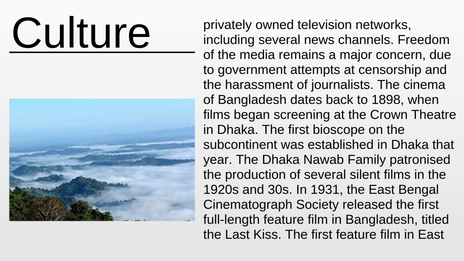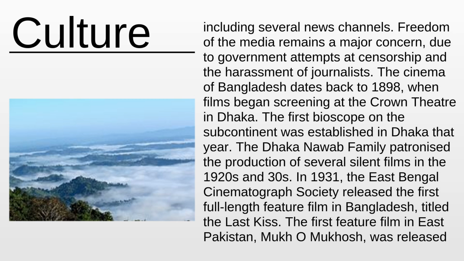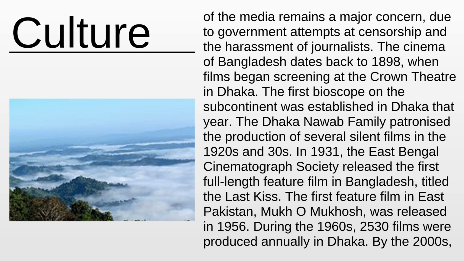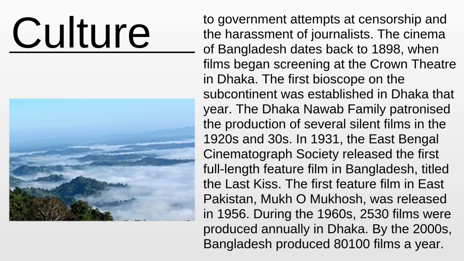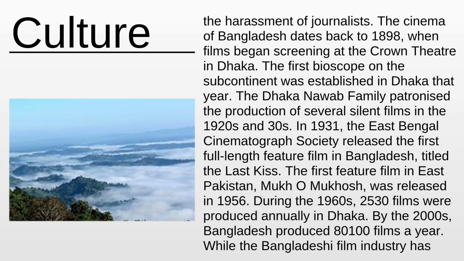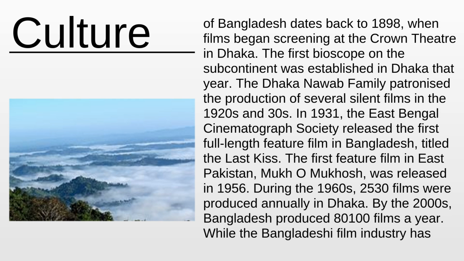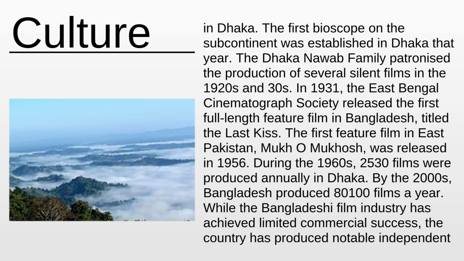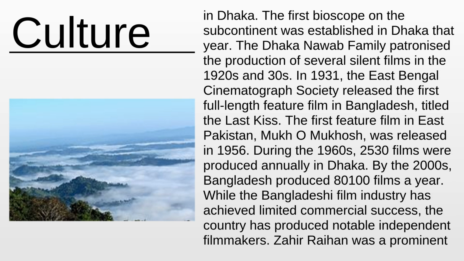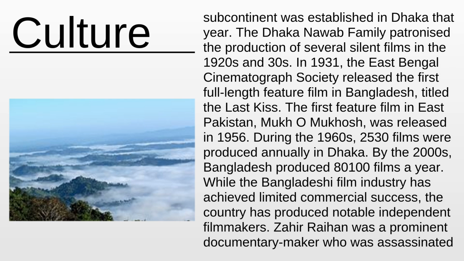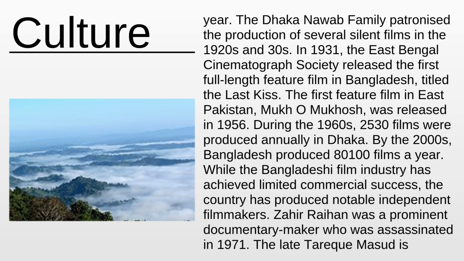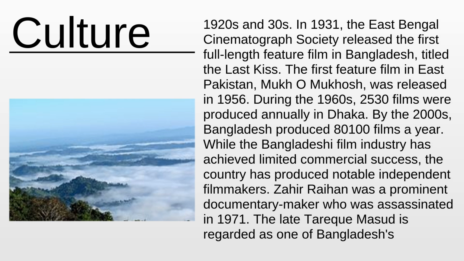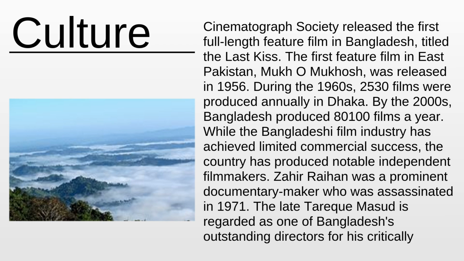The cinema of Bangladesh dates back to 1898, when films began screening at the Crown Theatre in Dhaka. The first bioscope on the subcontinent was established in Dhaka that year. The Dhaka Nawab family patronized the production of several silent films in the 1920s and 30s. In 1931, the East Bengal Cinematograph Society released the first full-length feature film in Bangladesh, titled The Last Kiss. The first feature film in East Pakistan, Moko Mukosh, was released in 1956.